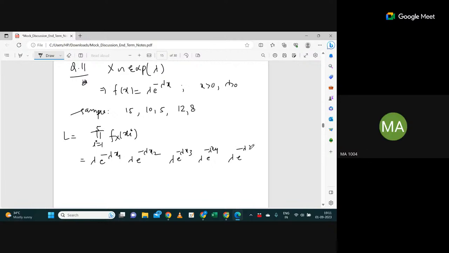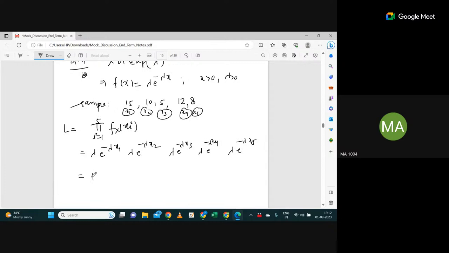Yes, sir. Right? And what are these x1, x2, x3, x4, x5? These samples are nothing but this one: small x1, this is small x2, small x3, small x4, small x5, right? See, that's the likelihood of observing our samples.